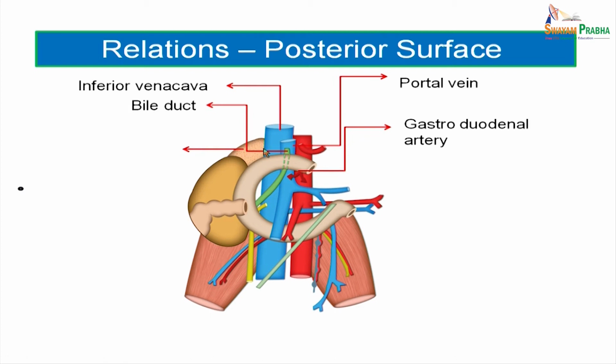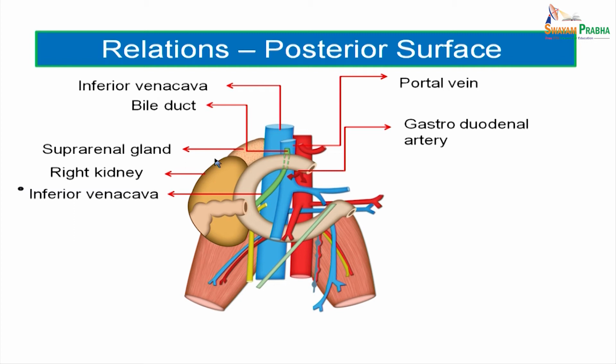The second part is related to a part of the suprarenal gland, the right kidney, the inferior vena cava, the right ureter and the right psoas. So, these are the 5 structures which are related to the posterior aspect of the second part of the duodenum. To repeat, we have the suprarenal gland, the right kidney, the inferior vena cava, the right ureter and the right psoas major.